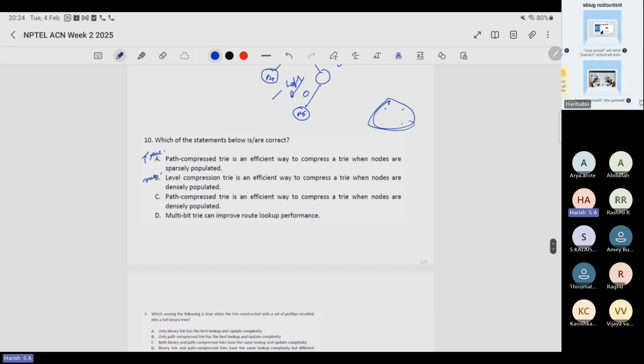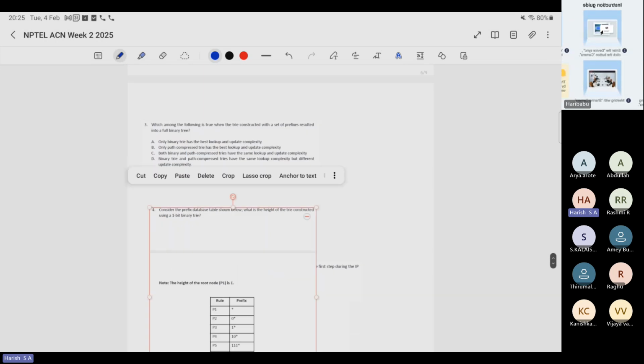And then path compressed trie is an efficient way to compress a trie when the nodes are densely populated. No, it's wrong. This is the converse of A. Correct? Either this is true or this is true. This is false. And multi-bit trie can improve route lookup performance. Yes, this is also true. Right. So this is just a theory question. It's directly from the video. So now, next question is.